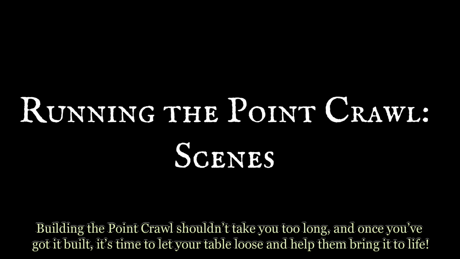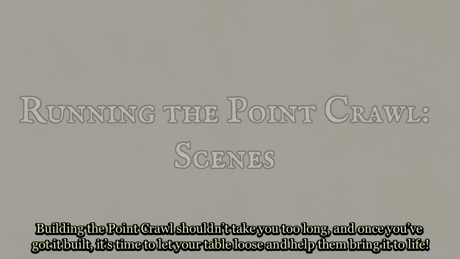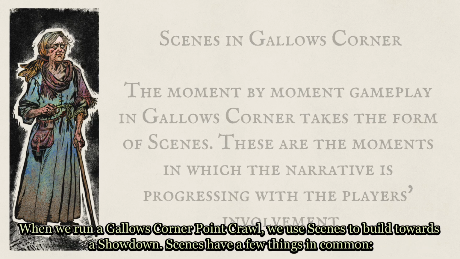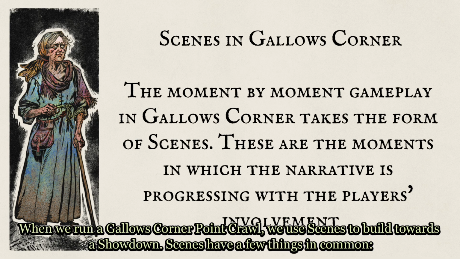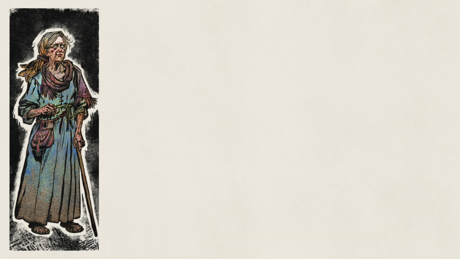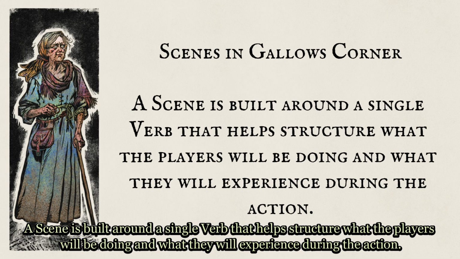Building the point crawl shouldn't take you too long, and once you've got it built, it's time to let your table loose and help them bring it to life. When we run a Gallows Corner point crawl, we use scenes to build towards a showdown. Scenes have a few things in common. A scene takes place in one location, usually a town, village or city, and its immediate surroundings or across a single 100. A scene is built around a single verb that helps structure what the players will be doing and what they will experience during the action.